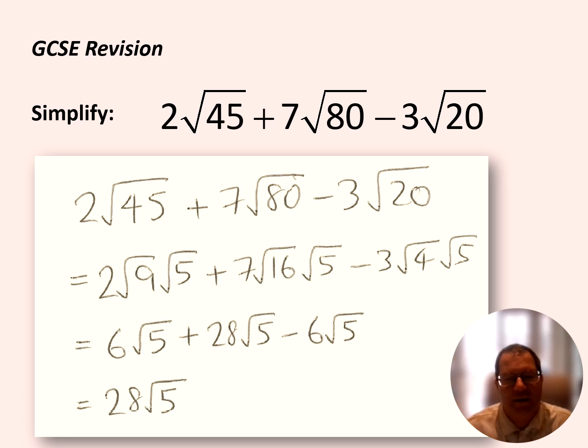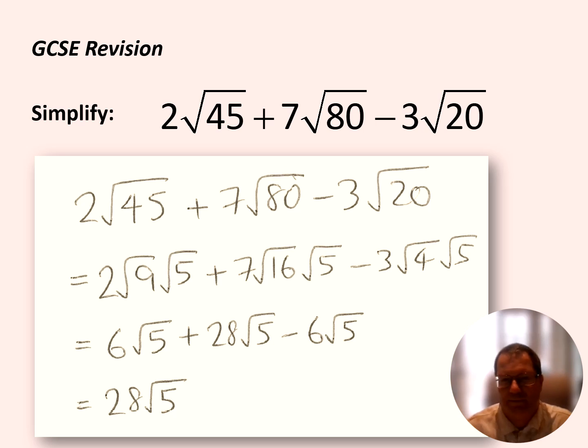So 2 root 9 root 5 is the same as 2 times 3 root 5, which is 6 root 5. 7 root 16 is the same as 7 times 4, so that gives us 28 root 5. And 3 root 4 is the same as 3 times 2, so that's 6 root 5, but we're subtracting it. So once you've done 6 root 5 minus 6 root 5, you're just left with the 28 root 5 as the final answer.